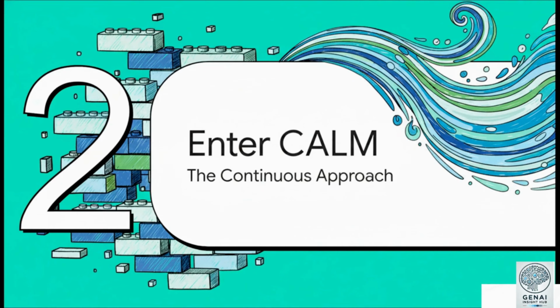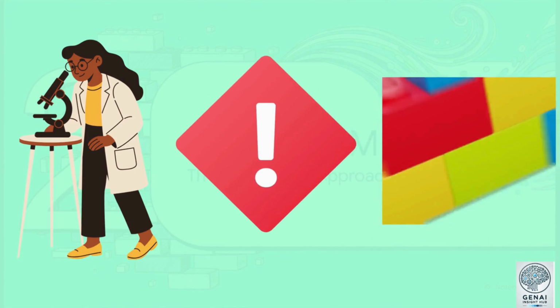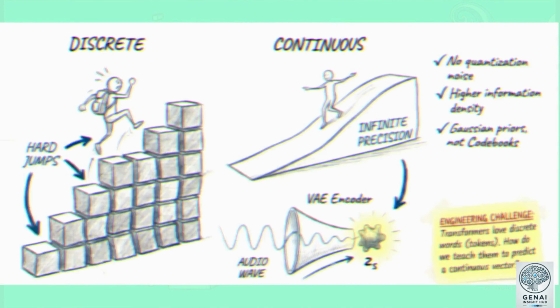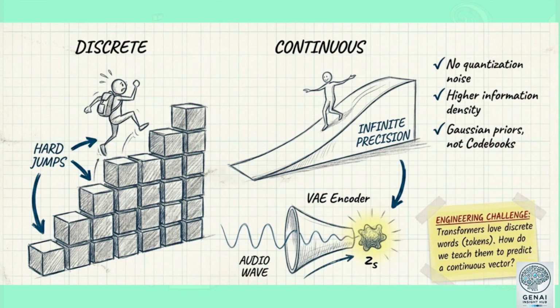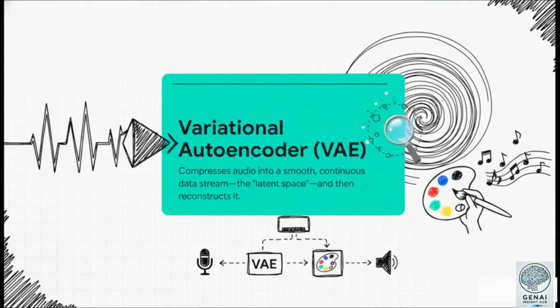Let's talk about Calm, the continuous approach. The researchers behind this basically said, what if we stop using Legos? Instead of chopping up audio into these clunky, discrete blocks, Calm works with the data in its original, smooth, continuous form. It's like we're throwing out that limited box of Legos and picking up an infinite palette of paint instead. A total game changer. So how in the world do they do that?